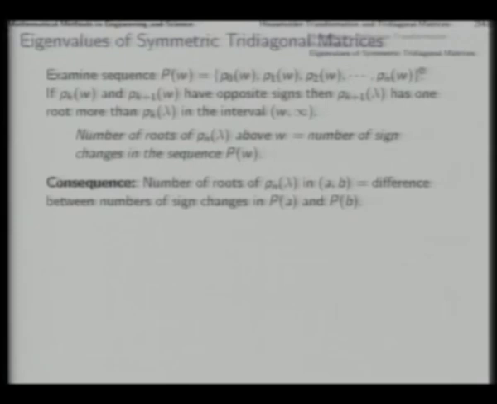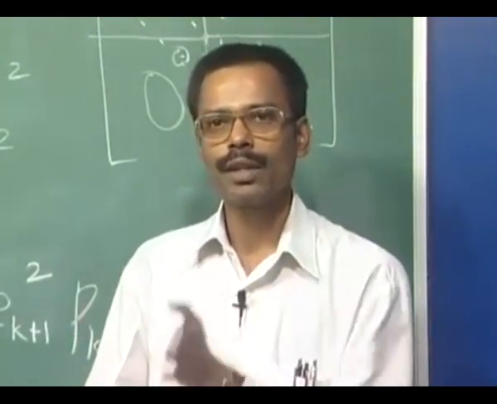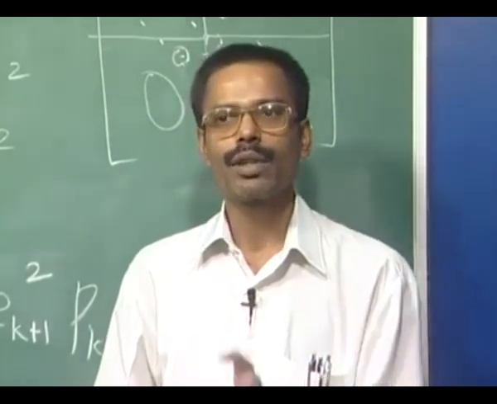So, in this entire sequence the number of sign changes at W will tell us the number of roots of Pn above W. P0 has no root. Now, if we do this operation at W equal to A and then W equal to B, then we know how many roots Pn has above A and above B. The difference of the two numbers will tell us how many roots Pn has in the interval AB.